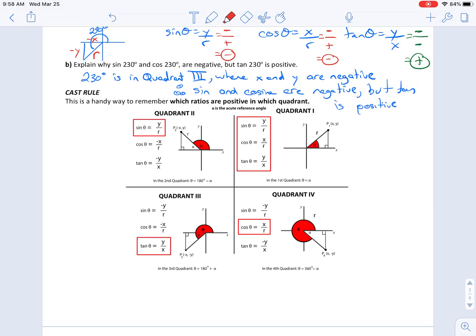Let's start in quadrant 1. So if you look at quadrant 1, in this quadrant, x and y are both positive. As a result, all of sine, cos, and tan are positive. So quadrant 1, we say that all, or A, all of them are positive.